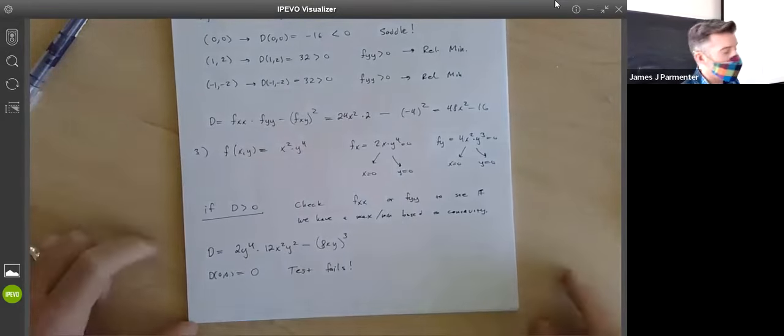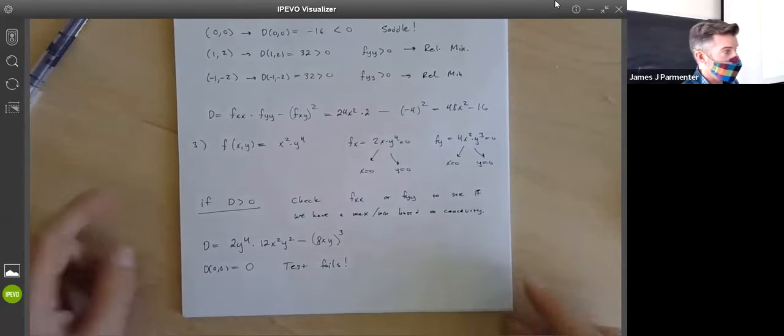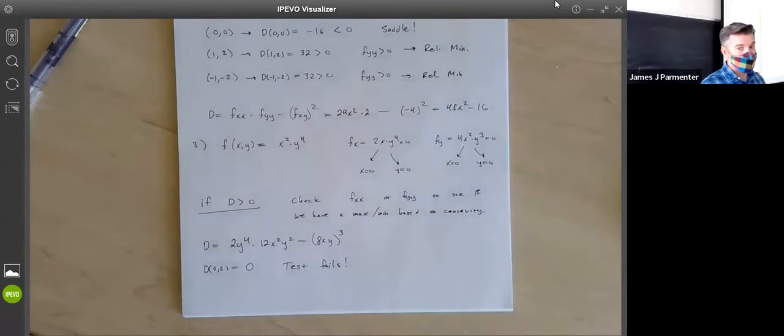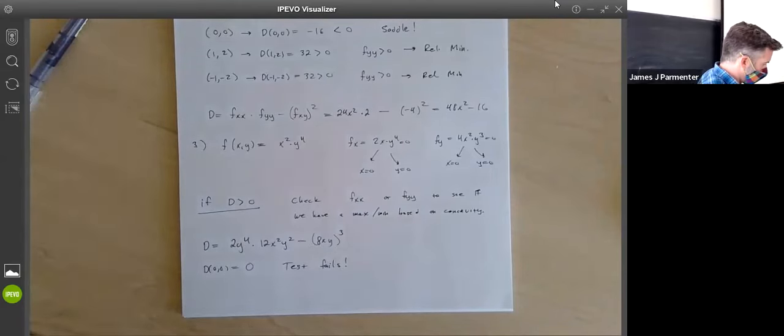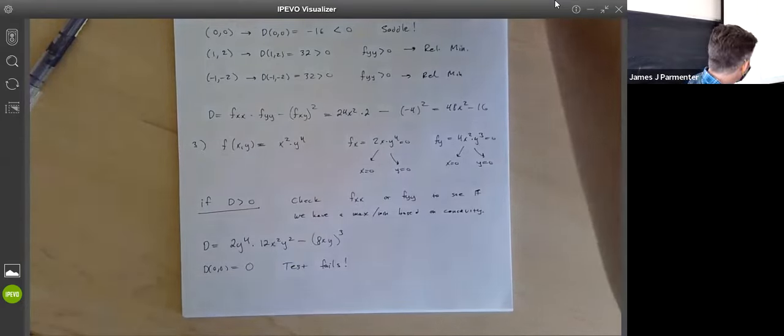It's not conclusive, which is very similar to 21A, when you would use the second derivative test, if the second derivative was 0 at your critical point, the test would fail. You couldn't tell if it was a max or a min or maybe an inflection point. So there are things you can do at this point.